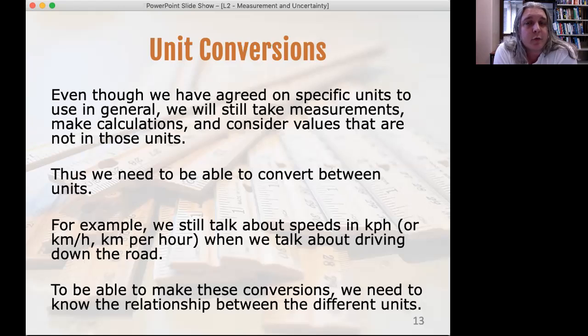There are several reasons for this. One is that in everyday life, we do deal with other units. For example, driving, we talk about kilometers per hour. That is not SI units because we've got kilometers instead of meters and hours instead of seconds. So we still have a distance over a time for a speed, but we have non-SI units. So we need to be able to convert from kilometers per hour to meters per second in order to do any scientific analysis on those values.